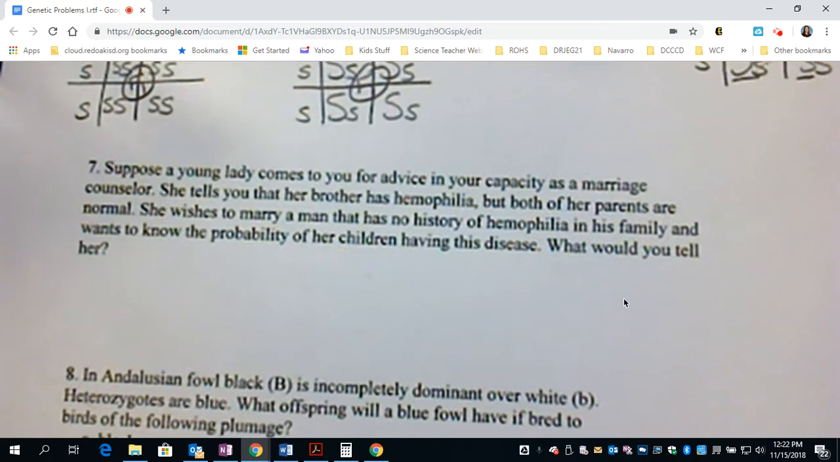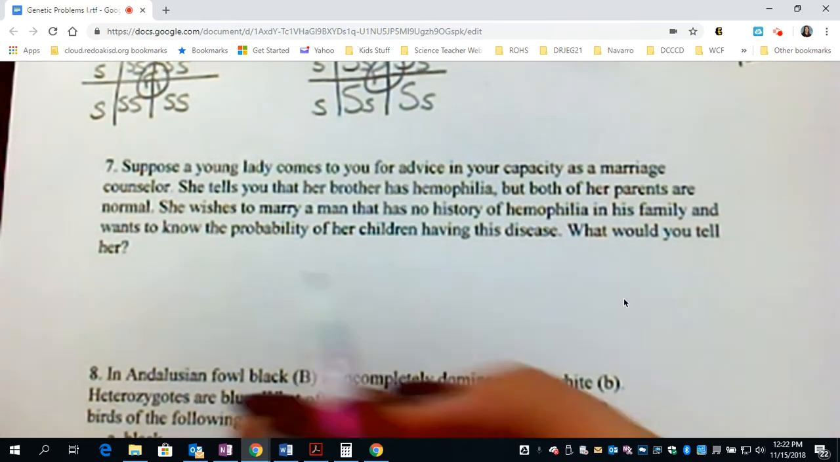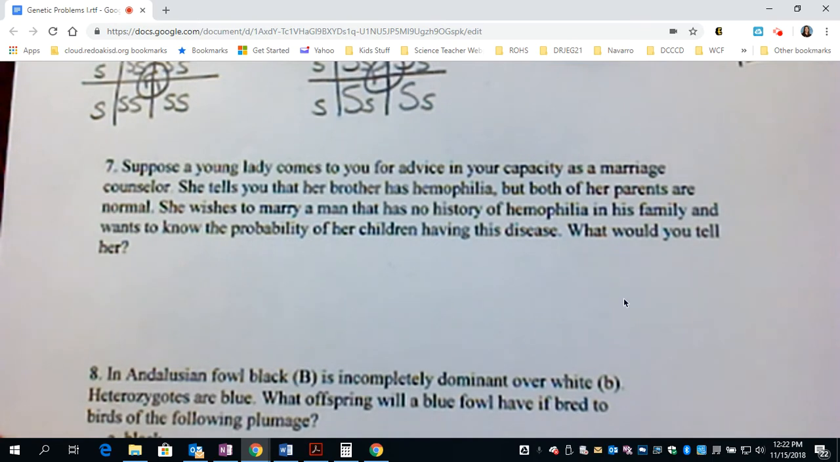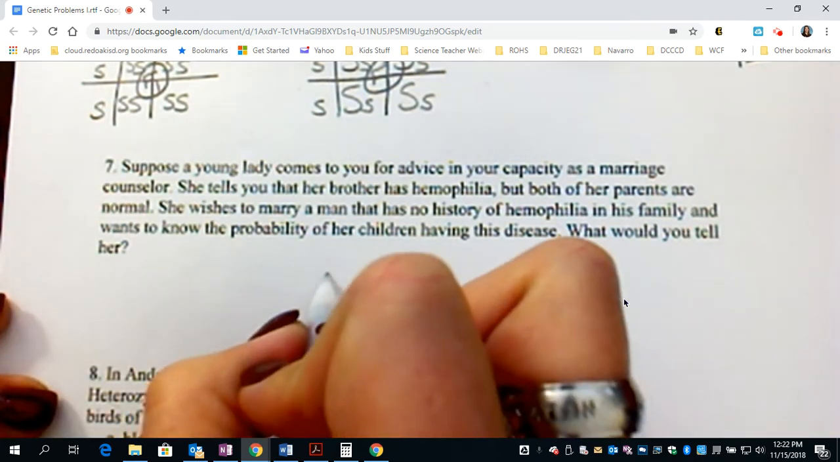Okay. This next one says, suppose a young lady comes to you for advice in your capacity as a marriage counselor. She tells you that her brother has hemophilia, but both of her parents are normal. She wishes to marry a normal man that has no history of hemophilia in his family and wants to know the probability of her children having this disease.